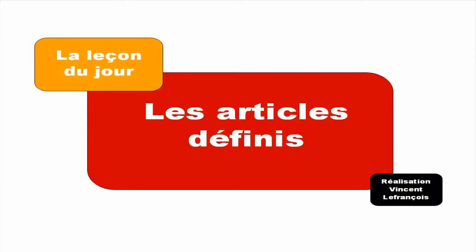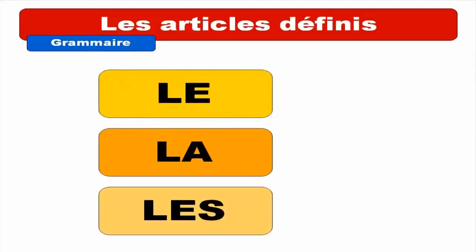Bonjour à tous et bienvenue pour la leçon du jour. So welcome, and we'll see today les articles définis. So they're quite useful, and let's see how they go. So as usual in French we've got the difference between masculine and feminine, and then the plural form. Okay, so we will start with the masculine form. So le is masculine, la is feminine, les is plural.